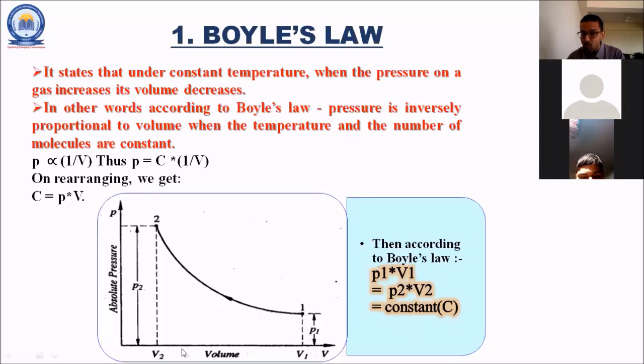So friends, according to Boyle's law, considering this process 1 to 2, we can easily note down P1V1 is equal to P2V2, that is equal to a constant, C. Or in simple terms, P initial multiplied by V initial is equal to P final multiplied by V final, that is equal to constant. So considering this equation, now we can write down the standard equation of Boyle's law, that is PV is equal to constant. I hope you are getting all the points.